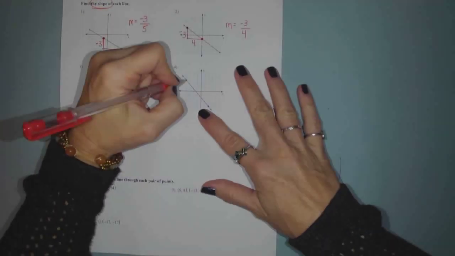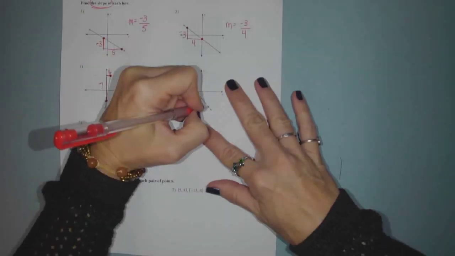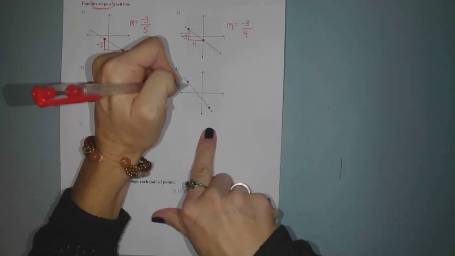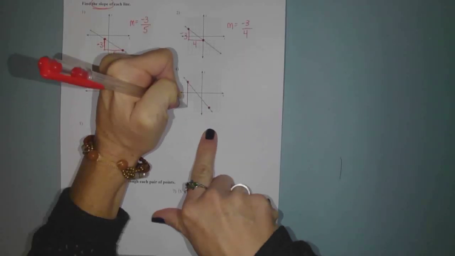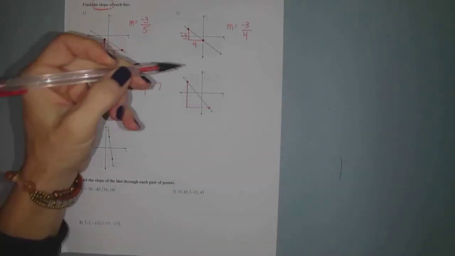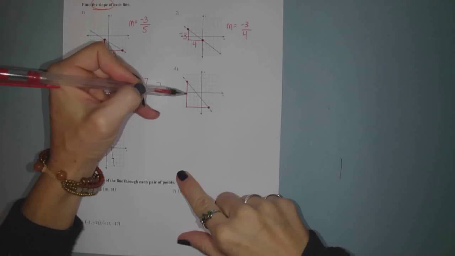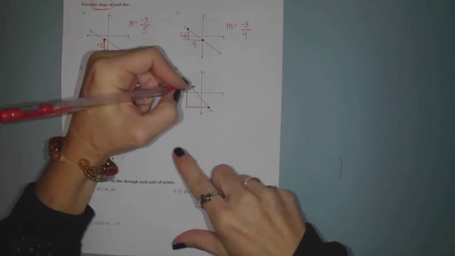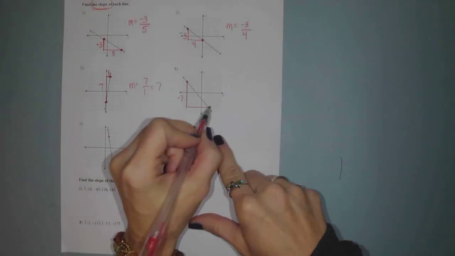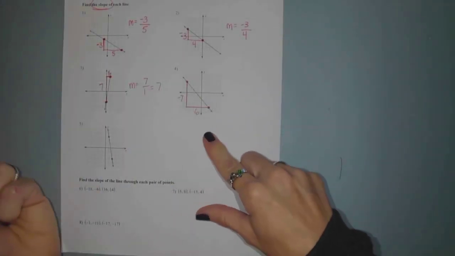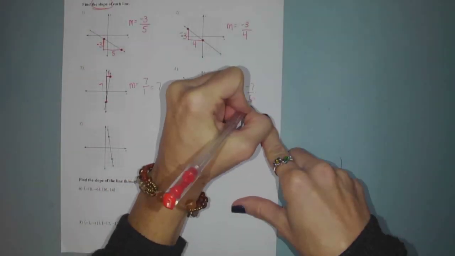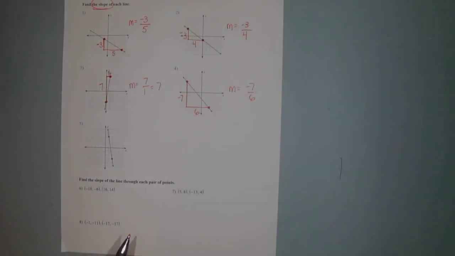Number 4, 2 dots, okay. Left to right, cruising down the y and right on the x. If I count that, I've got 1, 2, 3, 4, 5, 6, 7. So I'm coming down 7 and 1, 2, 3, 4, 5, 6 and right 6. So my rate of change is down 7 on the y for every 6 on the x.